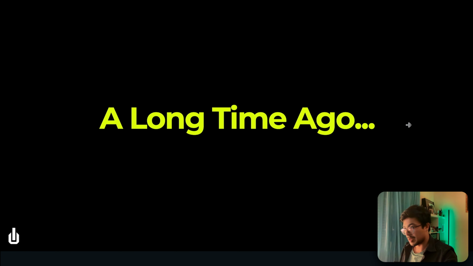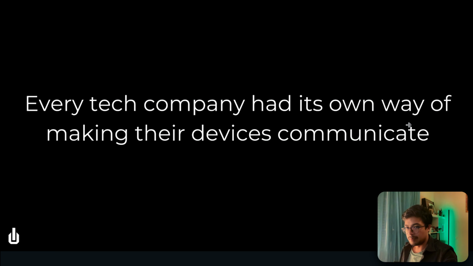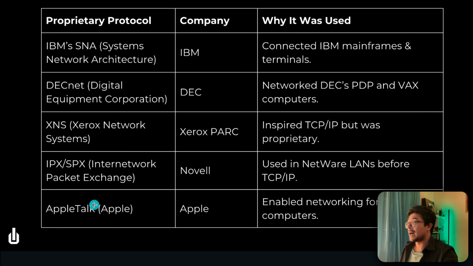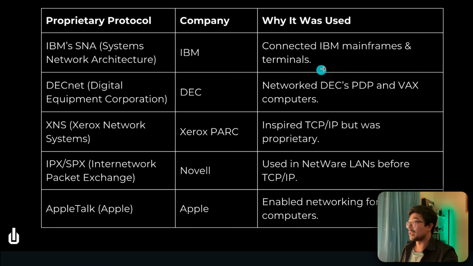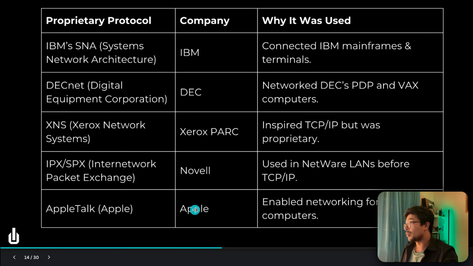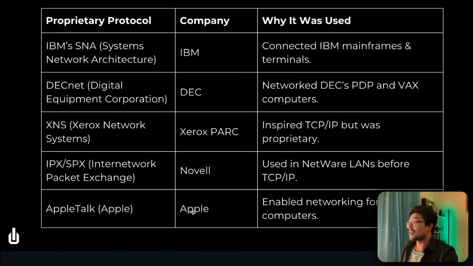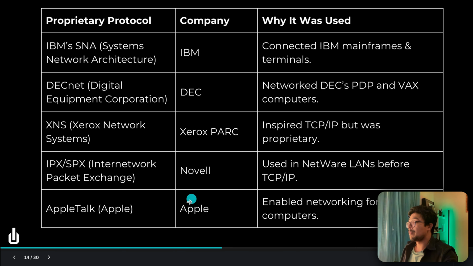So this happened a long time ago as well. Some time ago, every tech company had its own way of making their devices communicate with each other. For example, Apple used AppleTalk to communicate between Mac computers. IBM connected different IBM mainframes and terminals, and so on. So these were isolated. Only IBM machines could communicate with their own IBM machines. Apple could only do so within their own Apple devices. There was no standard protocol that could allow Apple devices to communicate with IBM devices.